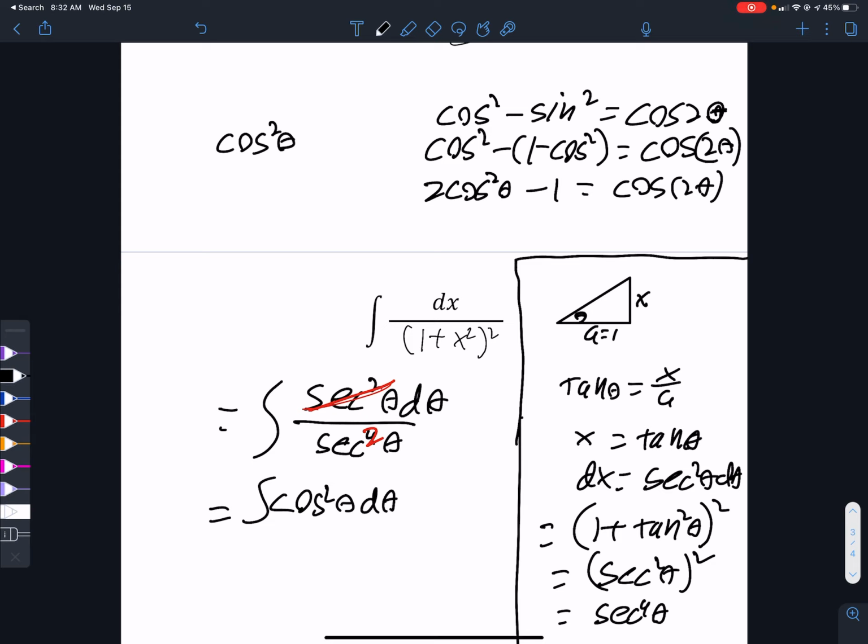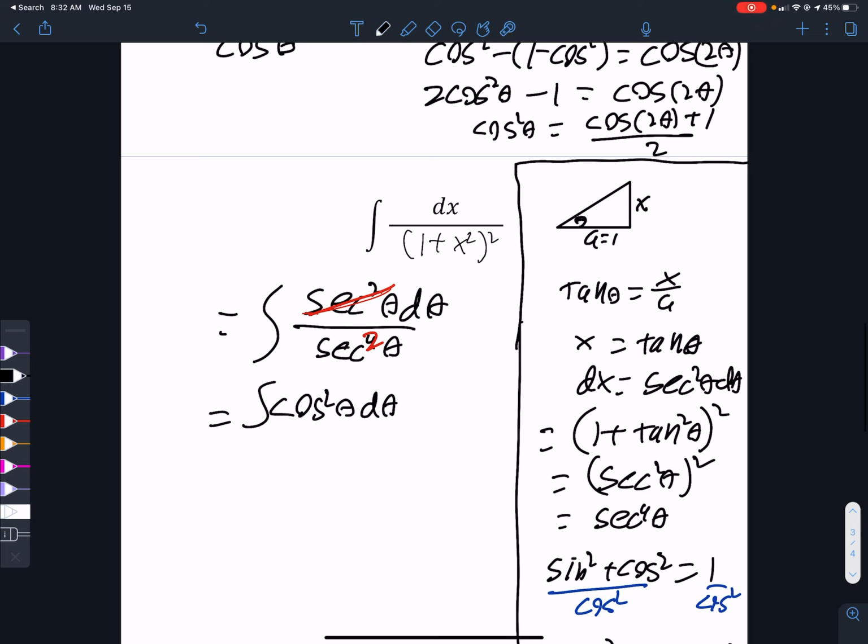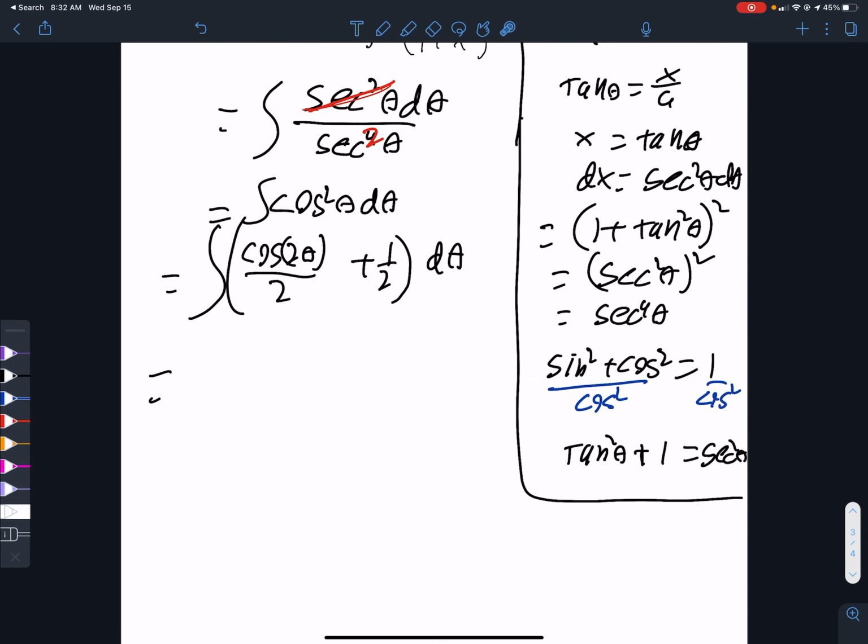And if you solve for cos squared theta, I add 1 to the other side, right? It's going to be cos 2 theta plus 1, then I divide by that 2, and it'll be all over 2. That's just algebra. So all this gets replaced with that. So I'm going to do this equals cos 2 theta over 2 plus 1/2 d theta. This will be a u sub with u equal to 2 theta. And when you do that, you're going to get sine 2 theta over 4 plus 1/2 theta plus c.